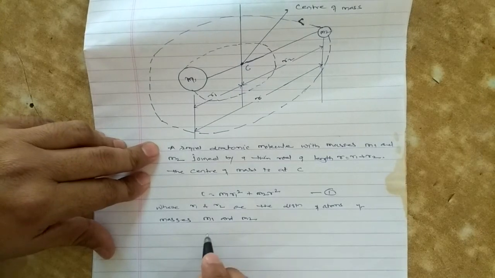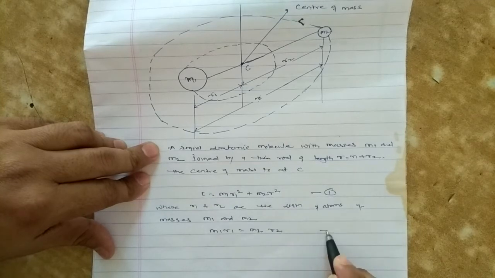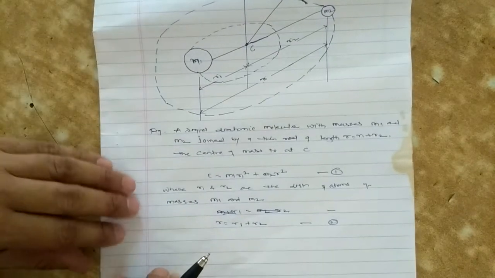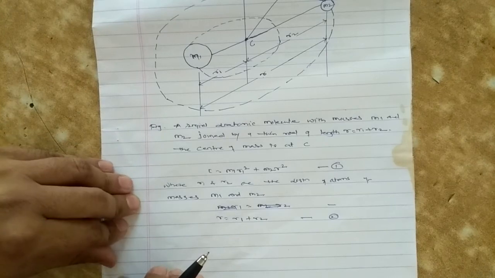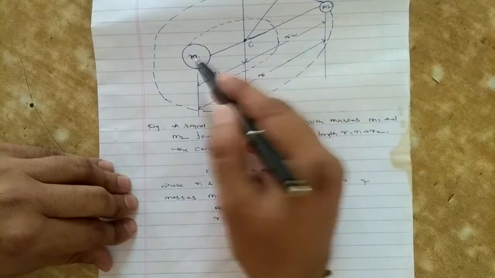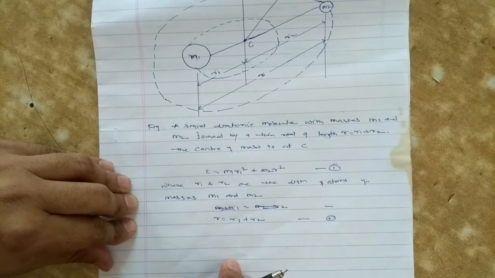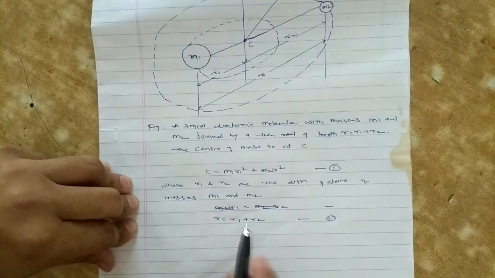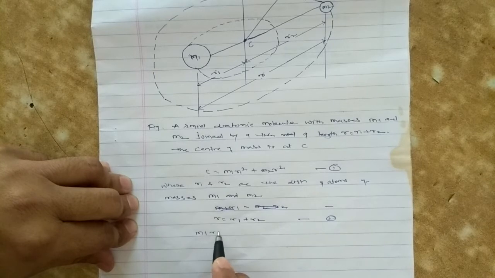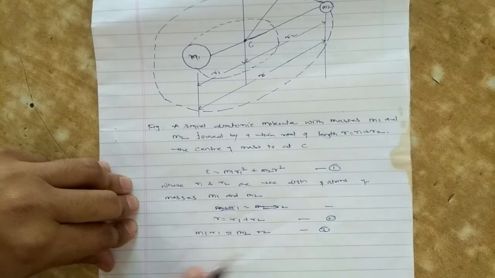Then we have m1 r1 is equal to m2 r2. This is equation number... r is equal to r1 plus r2. This is equation number 2. The center of mass is defined by equating the moments on both sides of the molecular axis, that is m1 r1 is equal to m2 r2. This is equation number 3.